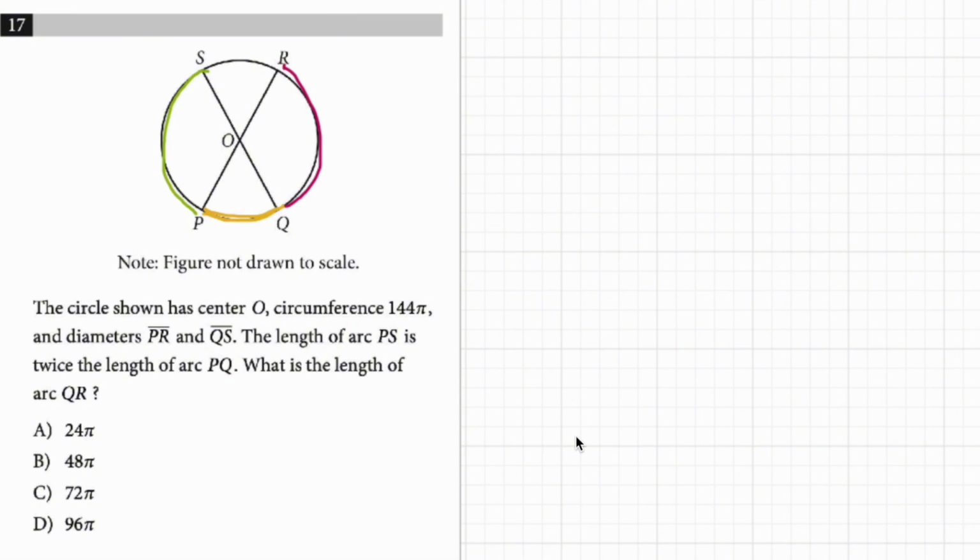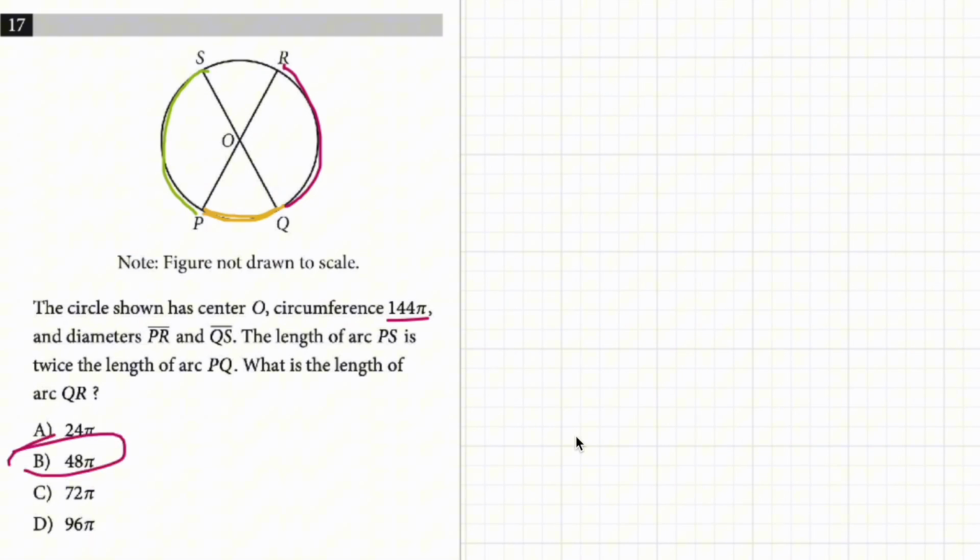So let's go back to the question, which is, what is the length of QR? Because I think we can solve this with visual estimation. What fraction of the circle does it look like QR is? It looks like a third, doesn't it? So the right answer is probably a third of the circumference, a third of 144, just 48. It's probably answer choice B.